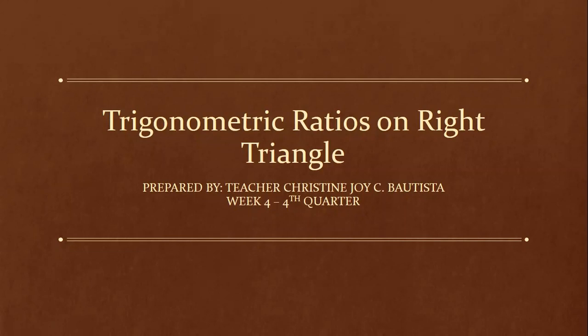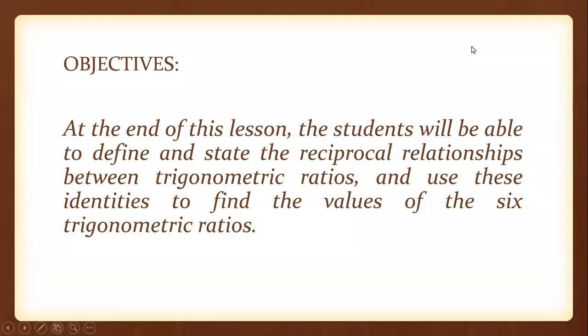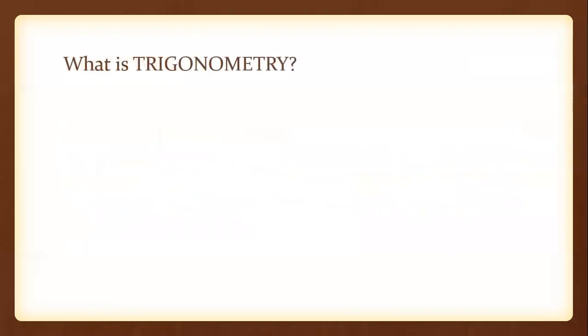So for today's video, our topic is all about trigonometric ratios on right triangle. Our objectives: at the end of this lesson, the students will be able to define and state the reciprocal relationships between trigonometric ratios and use these identities to find the values of the six trigonometric ratios. So let's define first what is trigonometry.